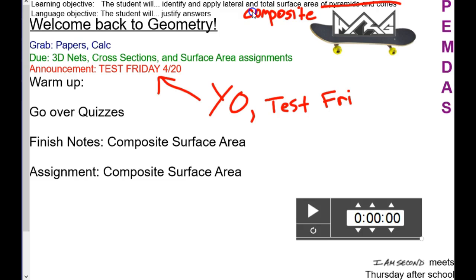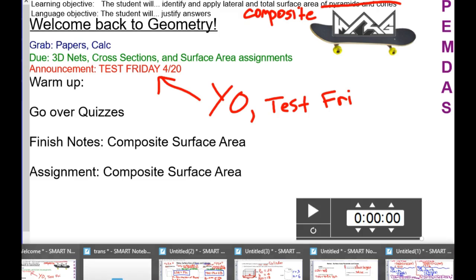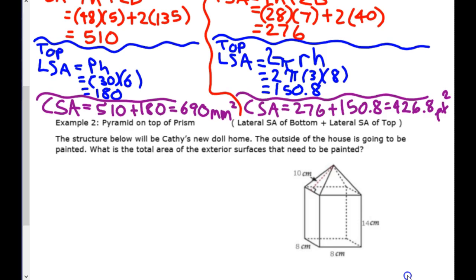Test Friday. Okay, so that means Thursday we're going to review. Tomorrow we're going to do one last new thing. And today we're doing composite surface area. We're finishing the notes today and doing our assignment. We just went over the quizzes, so let's get to it. Everyone's looking at this page.